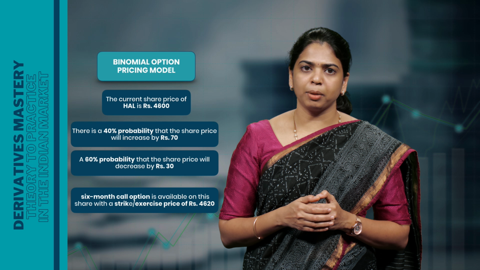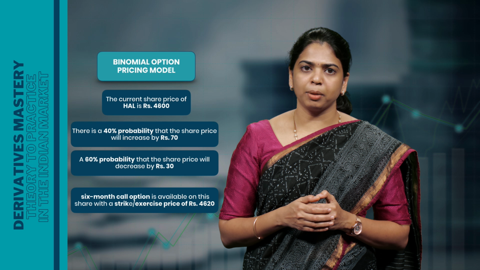The risk-free interest rate compounded continuously is 8%. Calculate the present value of this call option. Okay, so let's try to understand this problem step by step with a visual in mind. Imagine we have a contract for 6 months and this period is divided into 2 quarters.